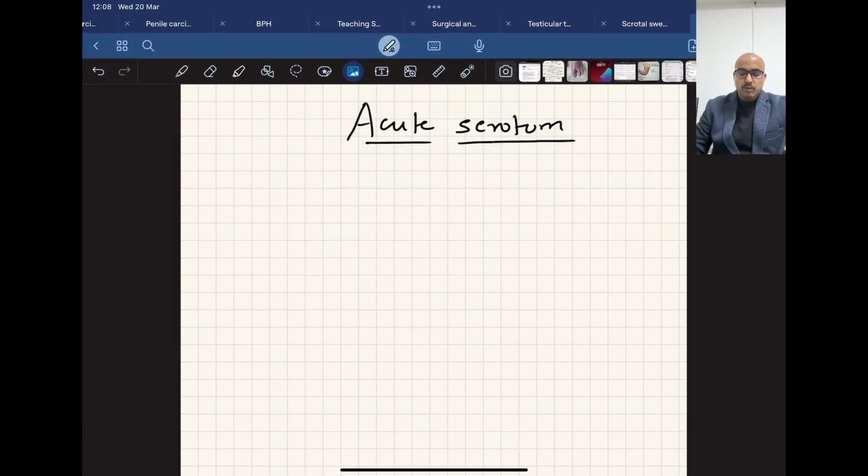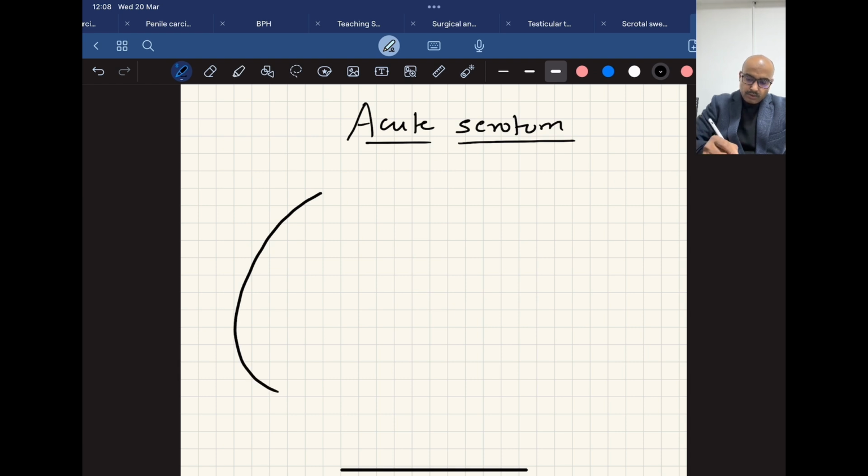Okay, good morning, class. Today, let's discuss a very important topic for FMG exams, that is acute scrotum. So, I think you should know basically the content of the scrotum first. Let's see the content. So, you see the scrotum here.